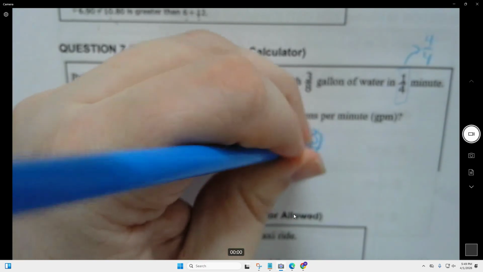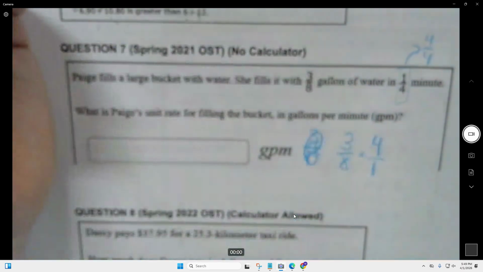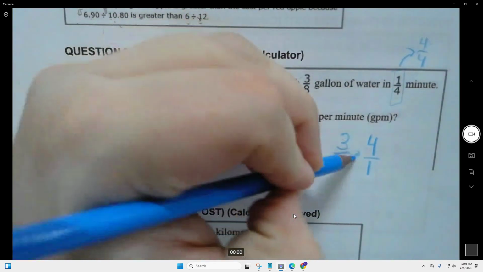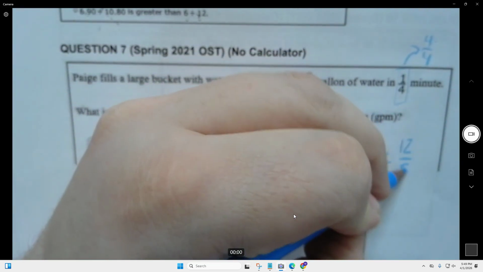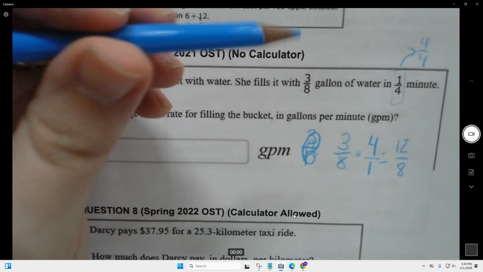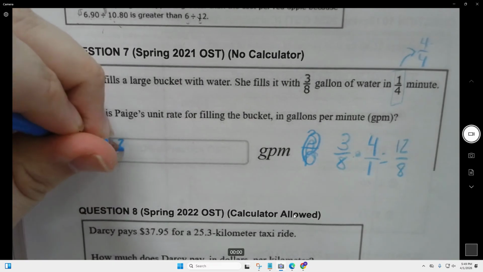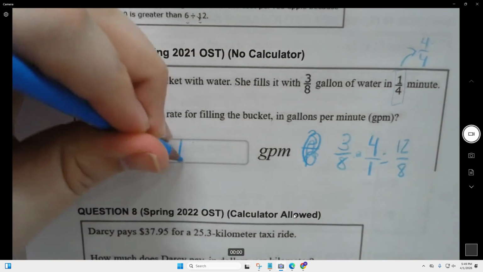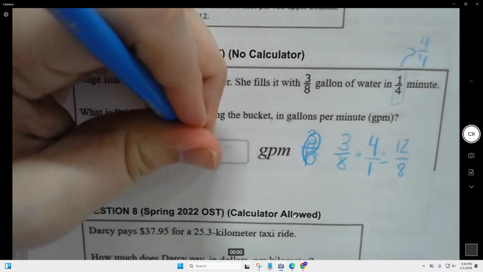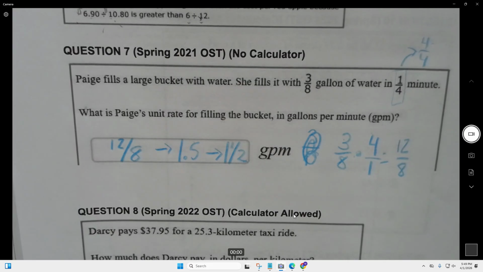So let's do that. 3/8 times 4 over 1. 3 times 4 is 12. 8 times 1 is 8. And now you could simplify it, or you could just leave it as 12 over 8 gallons per minute. Or you could leave it as 1.5 gallons per minute, or you could leave it as 1 1/2 gallons per minute, whichever you wanted to do.